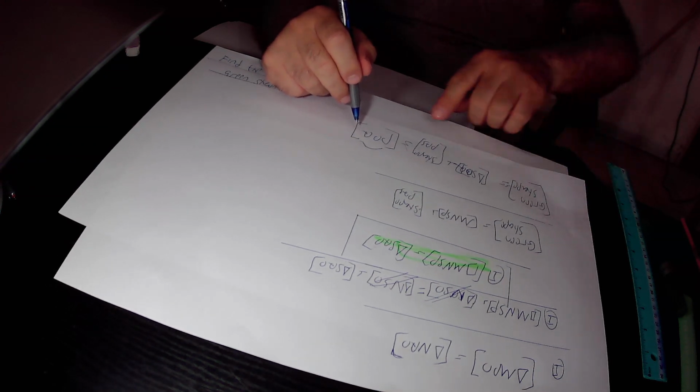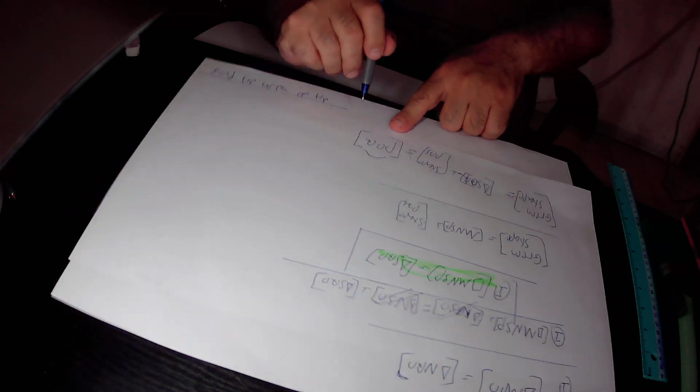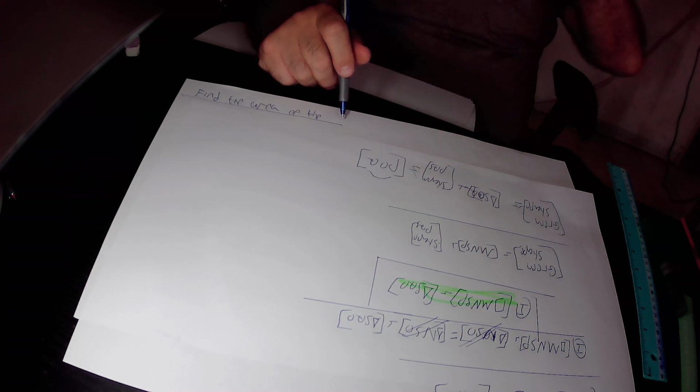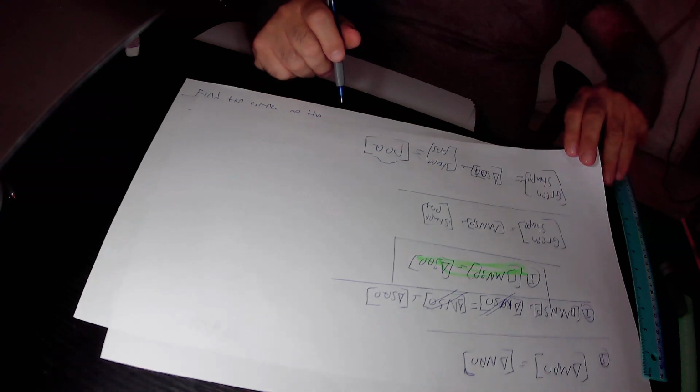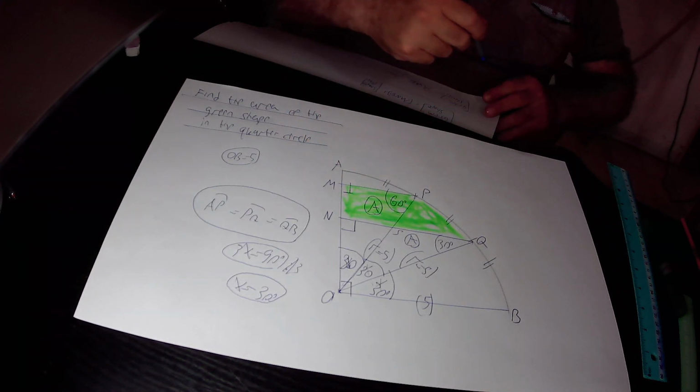The rounded line above POQ is the sign for a sector. So this means that the area of sector POQ. So in total, we found out that the area of the green shape equals the area of sector POQ.